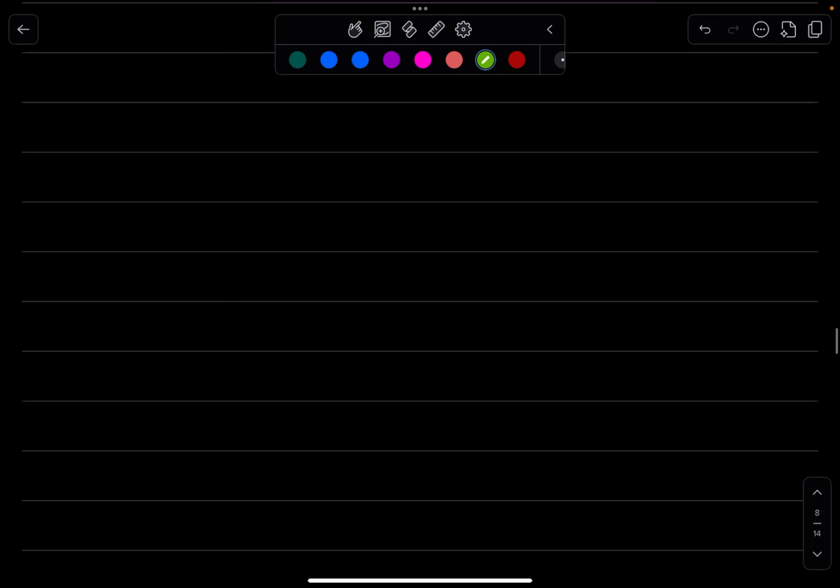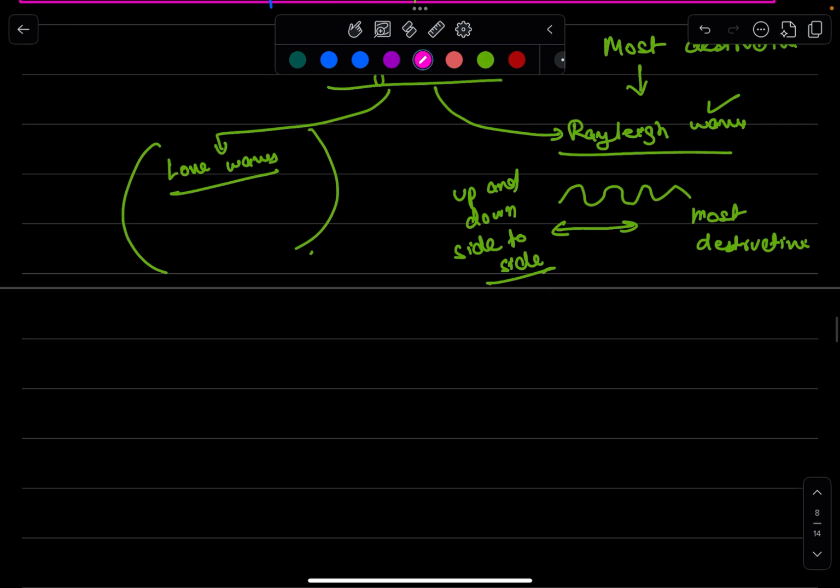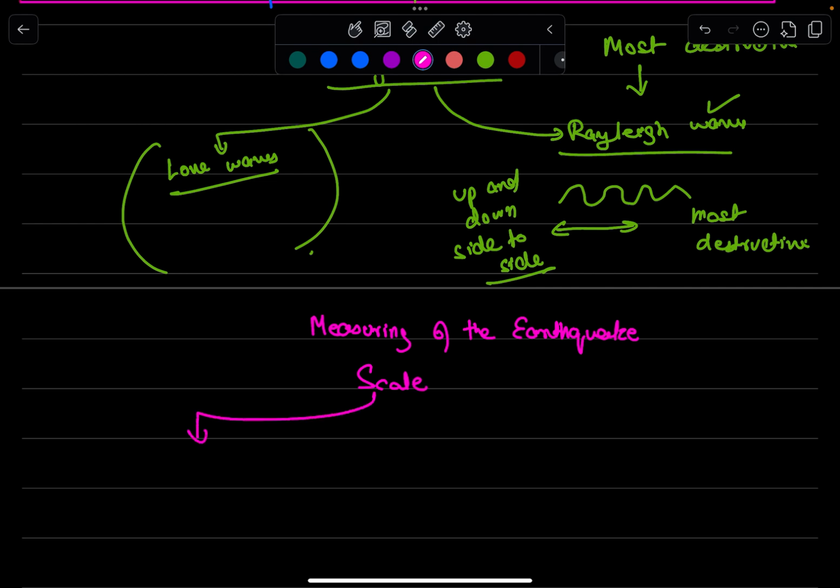Now let's move on and talk about how we measure the earthquake. The earthquake is actually measured through scales and seismograph as well. However, we are talking about scales. There are two scales. One is the Richter scale and another one is the Mercalli scale.